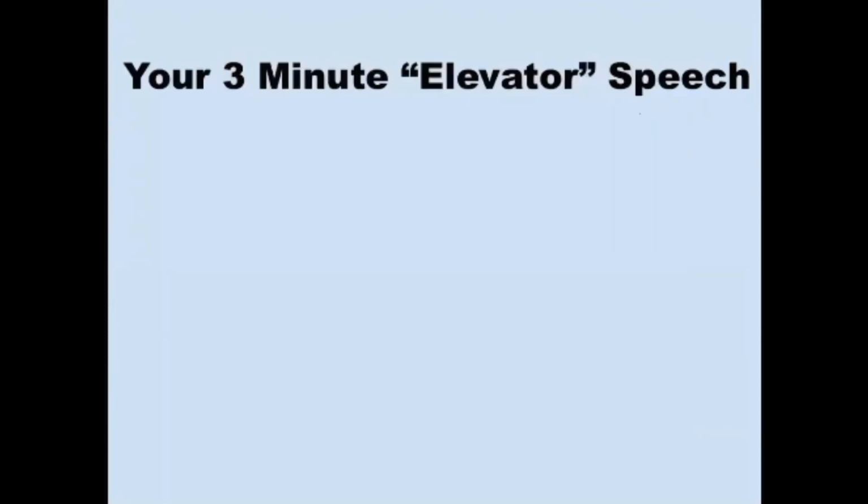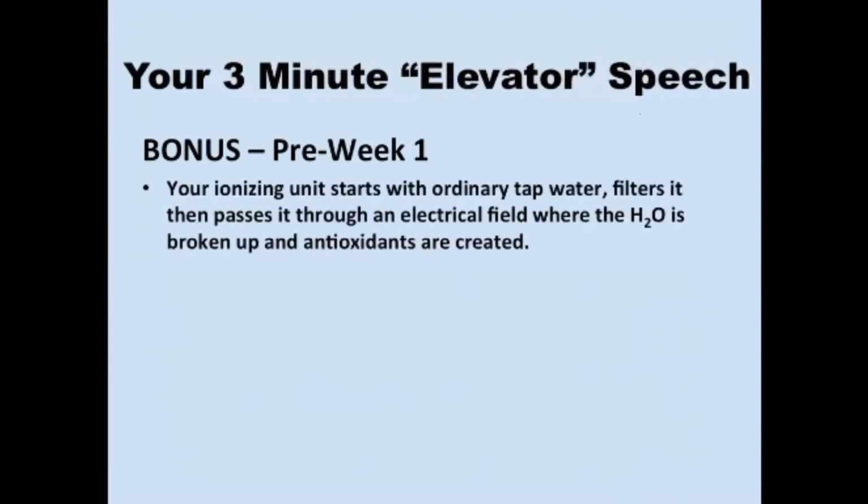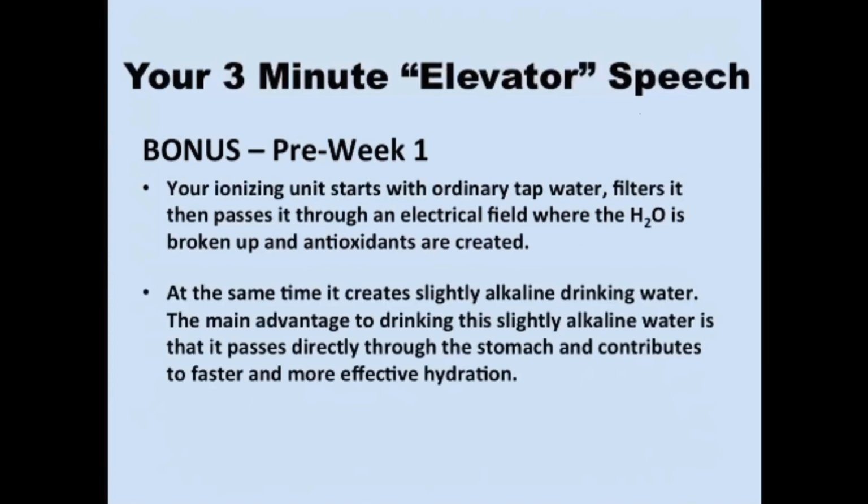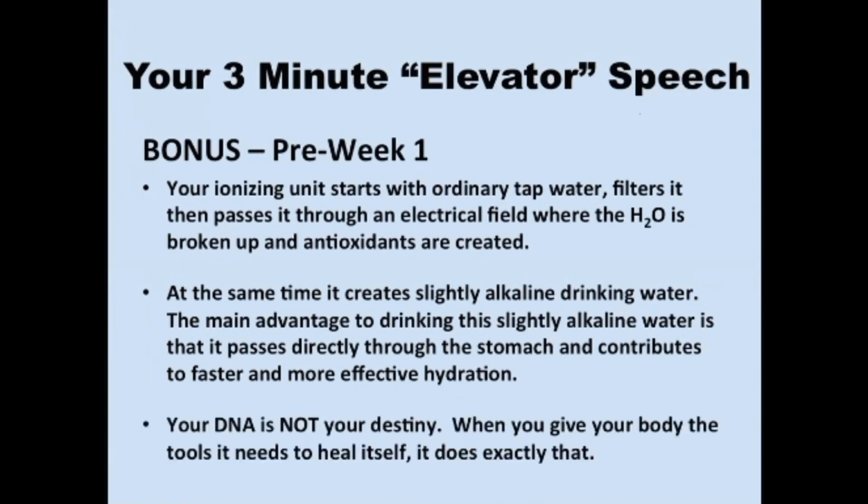Now let's talk about our elevator speeches. In the bonus pre-week 1 call or webinar, we said your ionizing unit starts with ordinary tap water, filters it, and then passes it through an electrical field where the water is broken up and antioxidants are created. At the same time, it creates slightly alkaline drinking water, and the main advantage to drinking this slightly alkaline water is that it passes directly through the stomach and contributes to faster and more effective hydration. And we talked about the fact that your DNA is not your destiny. When you give your body the tools it needs to heal itself, it does exactly that.